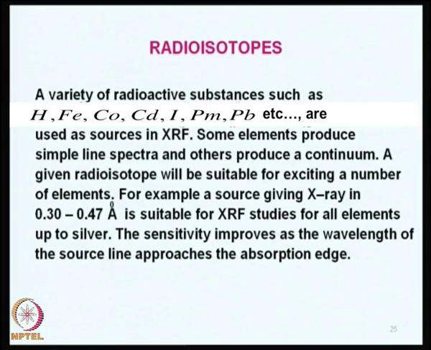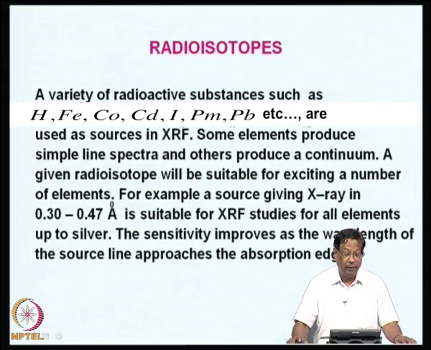Another way of producing X-rays is to use radioactive substances such as tritium, iron, cobalt, and cadmium 109, 48. The top numbers refer to the atomic weight. Here I have written cadmium 109, 48, and then iodine 125, 53. Like that, there are a number of elements which are radioactive, but they generate X-rays.